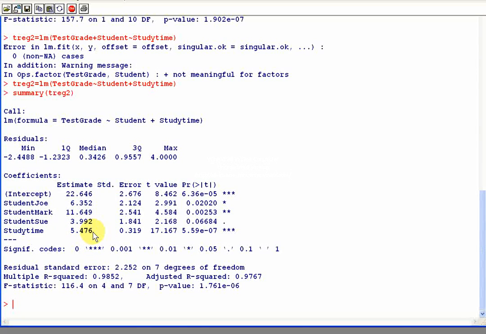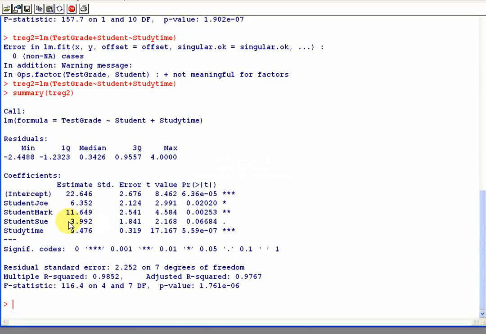But if Mark was taking a test, we would do the same thing, 22.6 plus 10 hours times 5.47, plus, since it's Mark, we know he's a better student, we're going to spot him an 11.64 points on his prediction, just because he always does better based on this data. Okay? And Sue would only get spotted 4 points and Joe 6.3, because all these students look like they're better than Antonio. If this was a negative, it would mean that this person is worse than Antonio.